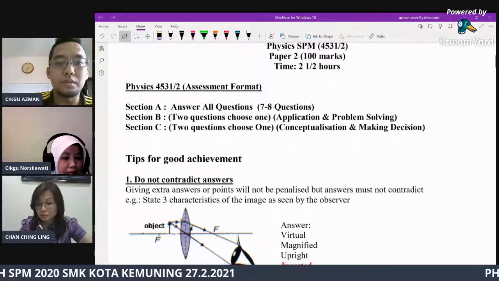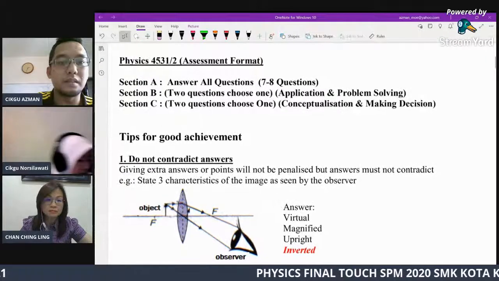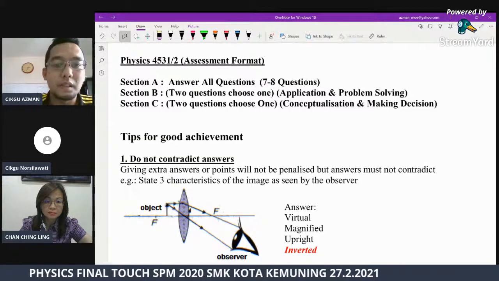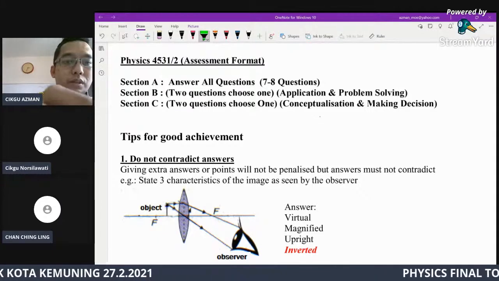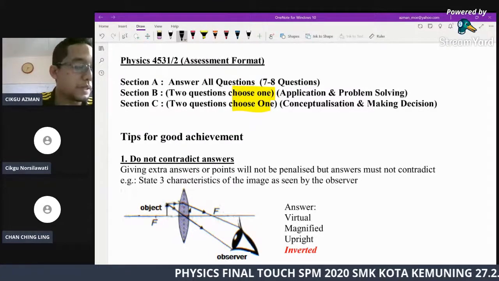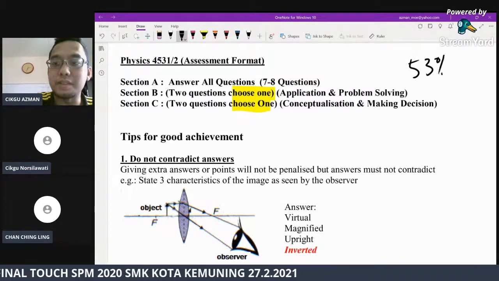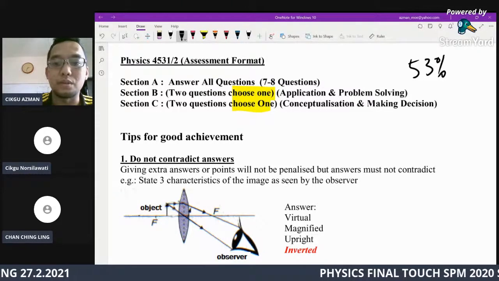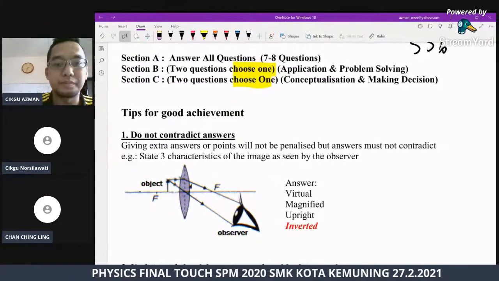Okay, so for paper 2 format, we have 3 sections. Section A, answer all questions. Section B, choose only one question, and also section C. So paper 2, pemberat dia is 53%. So sangat besar. So we have to make sure we maximize our mark in paper 2.